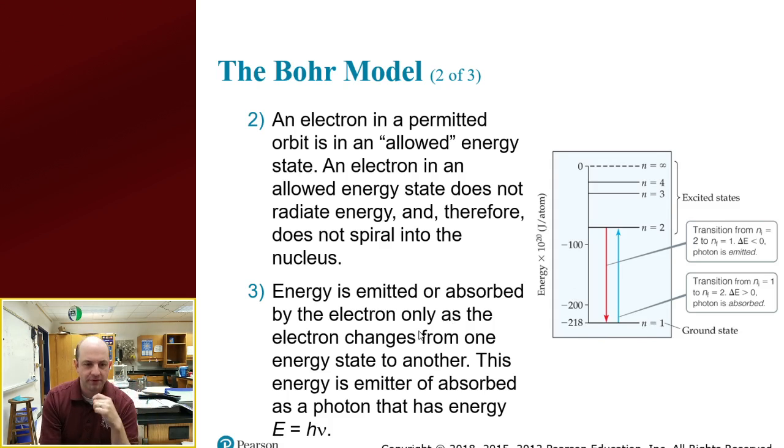The atom falls apart. And then his third part, energy emitted or absorbed only happens when an electron moves from one allowed state to another. So from state 1 to state 2, that's a certain amount of energy. State 2 back to 1, that's the same amount of energy, just it's going to be released instead.